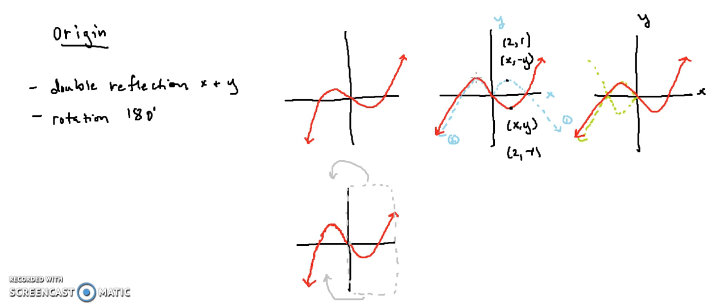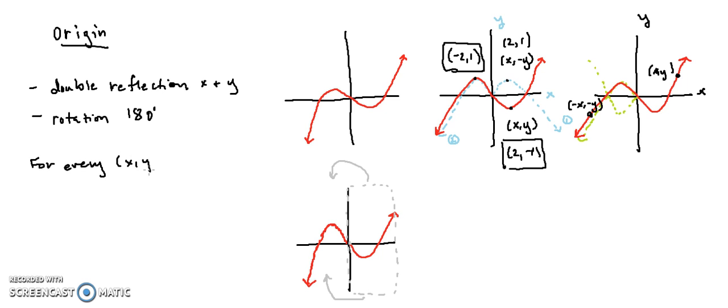Then to reflect around y, our x changes signs. So we're going to be at -2, 1. So for this point right here, 2, -1, its image is at -2, +1. So the reflection around x changes the sign on y. The reflection around y changes the sign on x. So for every point xy, so we pick any point out here, xy, its image is going to be -x, -y. So that gives us our definition for origin.